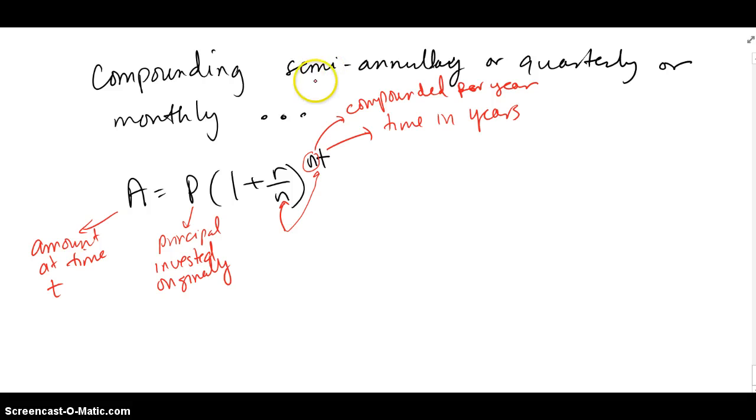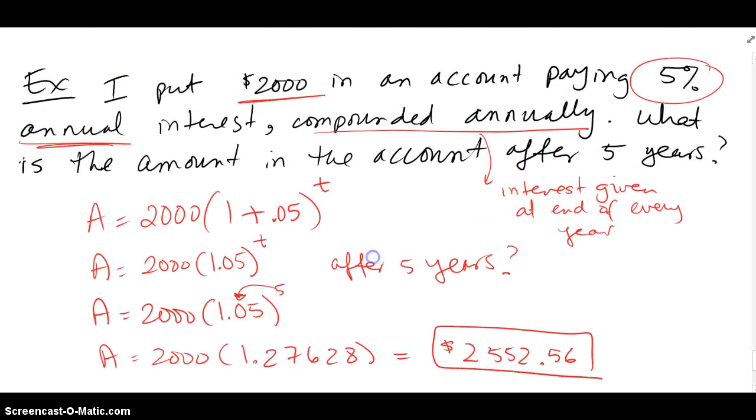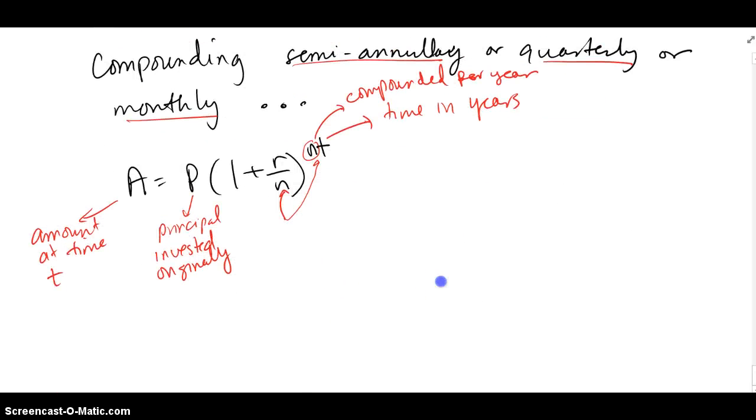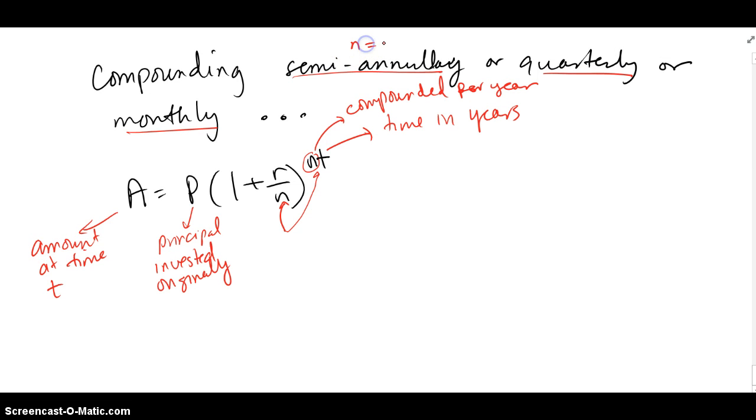Now if the problem is worded compounded semi-annually or quarterly or monthly, you may use this other formula, which is a little bit different than this one that just says annually, where n is equal to 1 time only. Semi-annually would mean n is equal to 2, so twice a year you get interest. Quarterly, n is equal to 4 times a year you get interest. Monthly would be 12, and so forth.